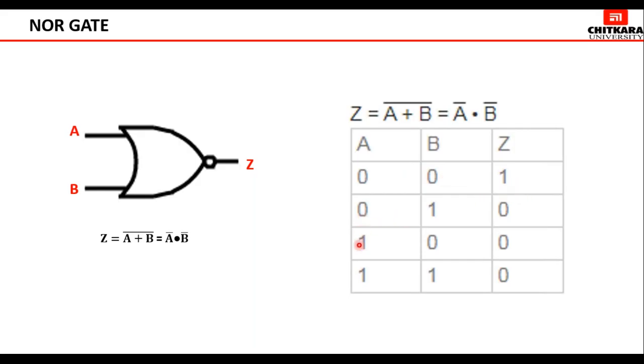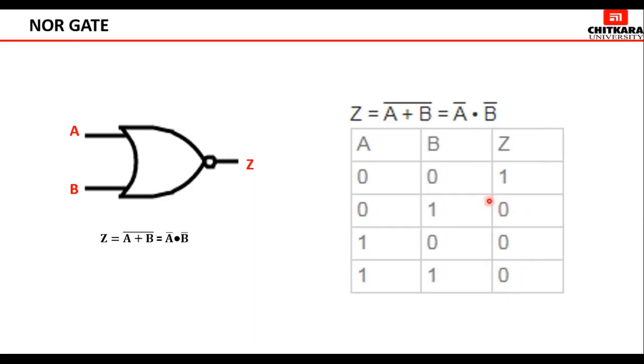Likewise, if one of the inputs is zero and the other is one, what happens then? 0 plus 1 is 1. One complement will be 0. So in the case of 0 and 1 as the inputs, the output is always equal to 0. Let's look at the last case. When both the inputs are 1, 1 plus 1 is also 1, then one complement becomes 0, right? So here, the output is only 1 when both the inputs are 0. In all other cases, the output is always equal to 0, right?